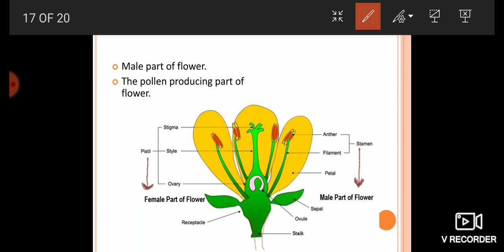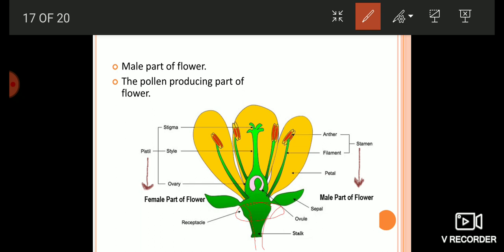The swollen portion at the base of the flower, the green colored portion, is known as thalamus. It is the part at which all the floral parts are attached together. So here all the petals, sepals, stamens and pistil are attached together on this swollen surface. So that is the thalamus.